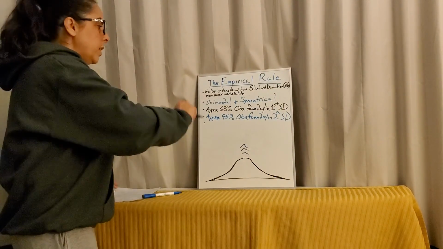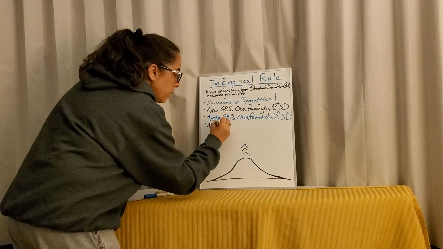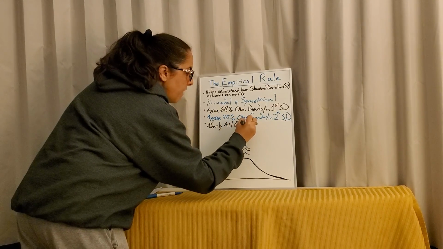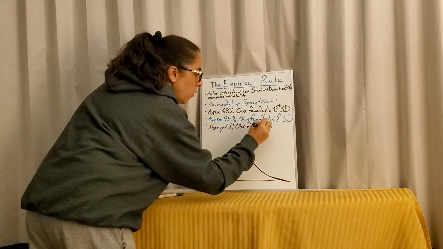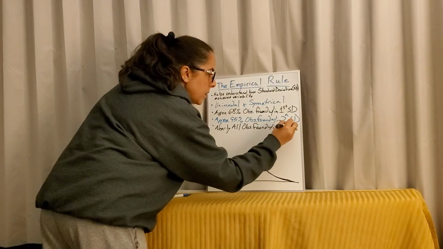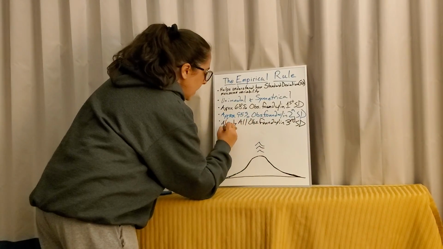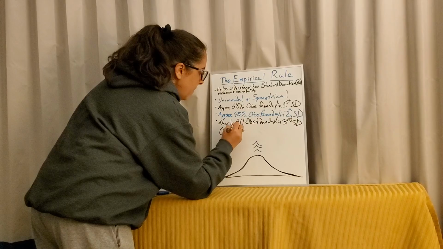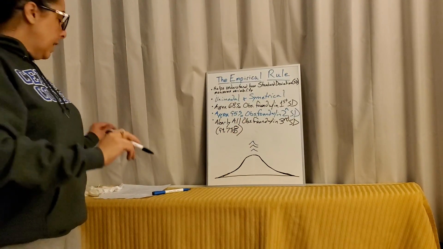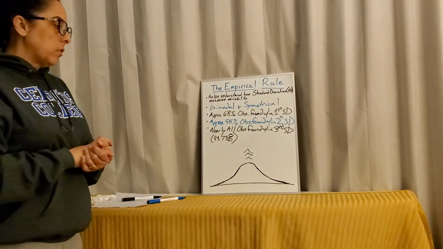Now, nearly all the rest, so nearly all observations are found within the third standard deviation, but we're going to go ahead and state that as 99.79%. Okay? And I'm going to go ahead and illustrate the empirical rule here using this model.